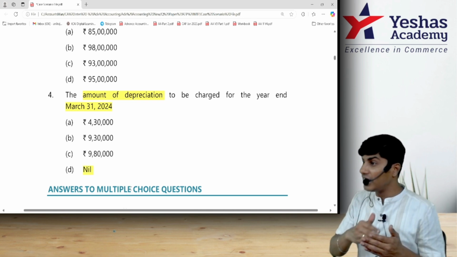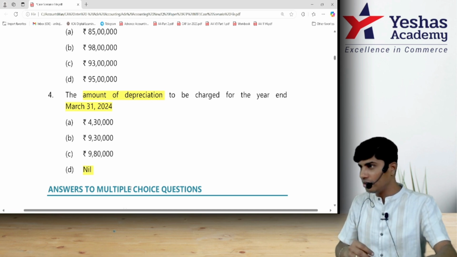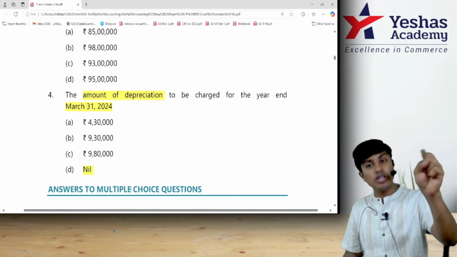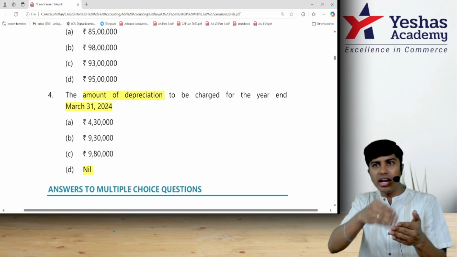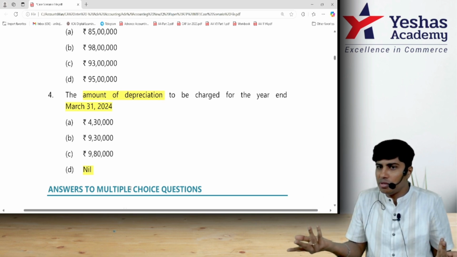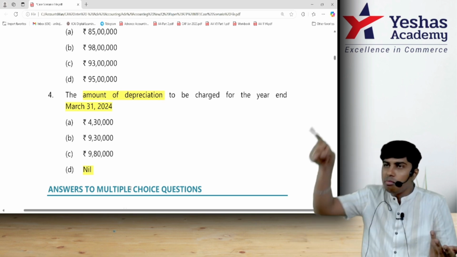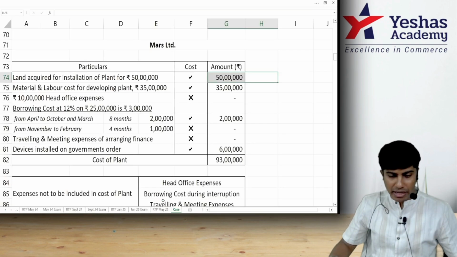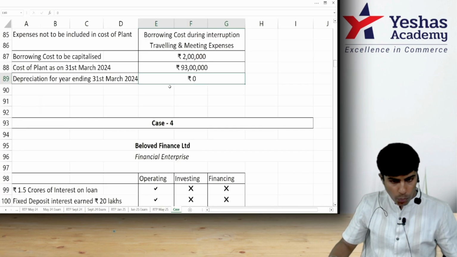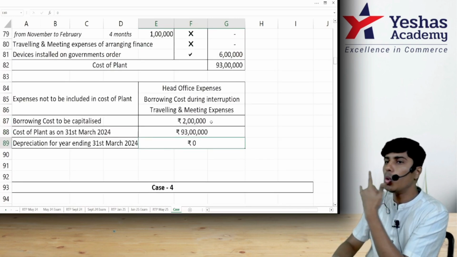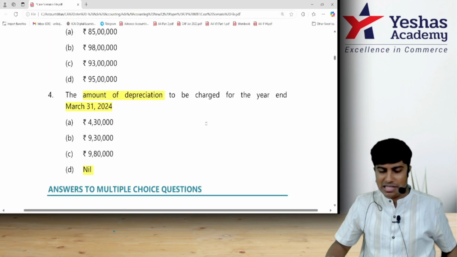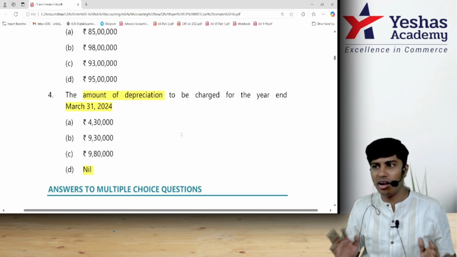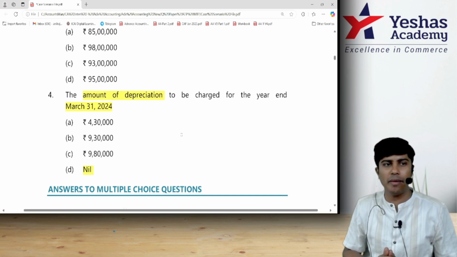Why? Actually, the asset is not ready, they have not told us. Even if you assume it is ready only by year end, you cannot charge any depreciation for the year because the period remaining in the year after the asset is ready to use is zero. So depreciation is zero. Understood? Slightly tricky, but if you have good presence of mind, you should have been able to ace this.